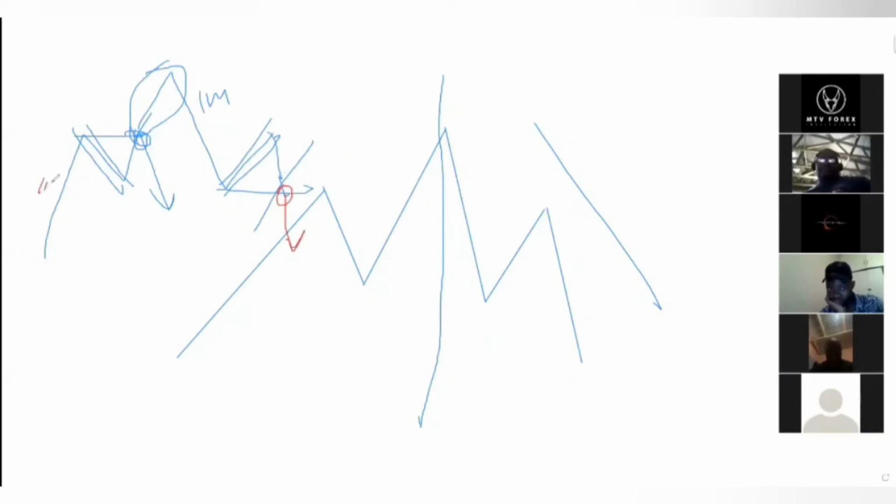So it's an impulse, correction, then impulse. Then the head, then you have what you want: your impulse here, your correction at the zone, then you have your impulse here, then the neckline, then the breakout. That's how simple it is. So how do you trade the head and shoulder? Trade the head and shoulder like this.